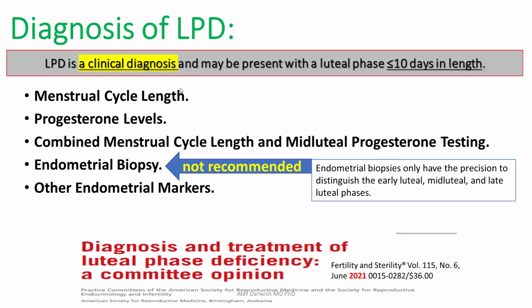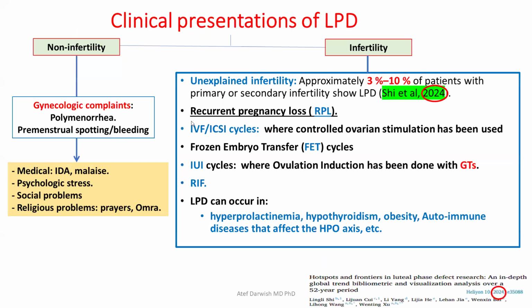How to diagnose luteal phase defect? I already told you it is a clinical diagnosis, relying on the menstrual cycle length of 10 days or less, and progesterone level, as it's variable, or a combination, but we don't rely on histopathology. Some endometrial markers are used, but they are not practical and not available for all patients.